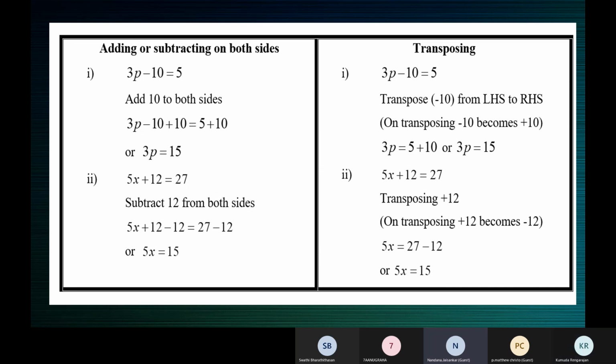Ma'am, can we follow either one of the methods if they ask the same question? Yeah, in the exam, if nothing is mentioned, you can use any method. Ma'am, this adding or subtracting on both sides is also known as the balancing method. Adding and subtracting is balancing. Yes, you're balancing both the sides by doing the same action on both the sides.